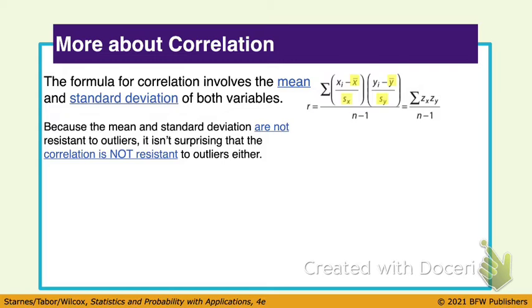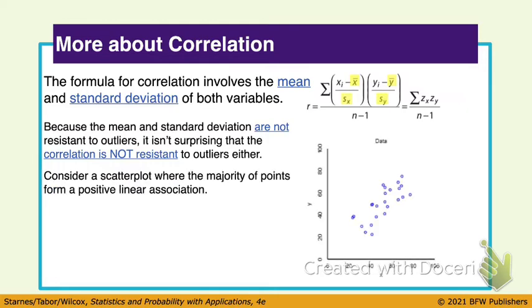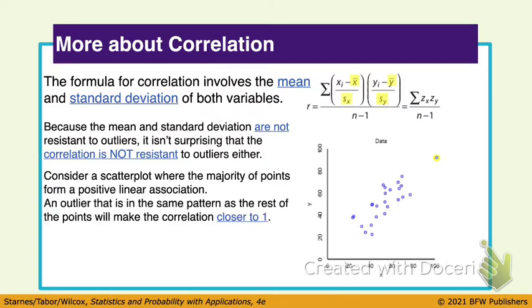So if I'm using the mean of X and the mean of Y and the standard deviation of X and the standard deviation of Y in my correlation formula, then we should not be surprised that the correlation is not resistant to outliers either. Okay, so let's consider a scatter plot where the majority of points form a positive linear association. So here's our example. An outlier that is in the same pattern as the rest of the points.